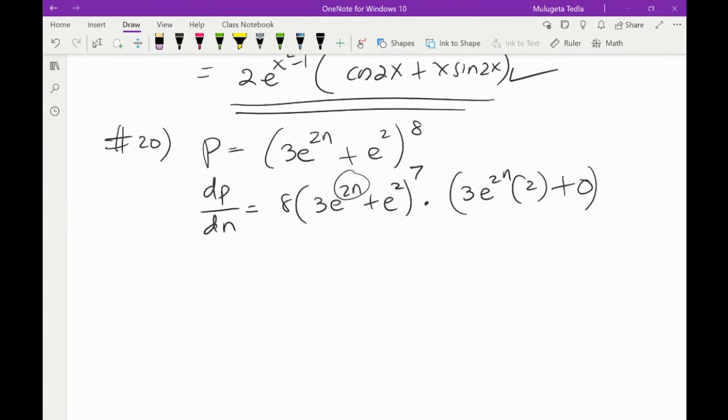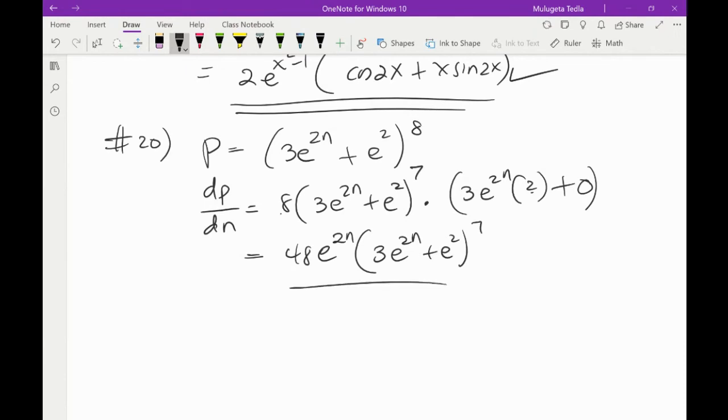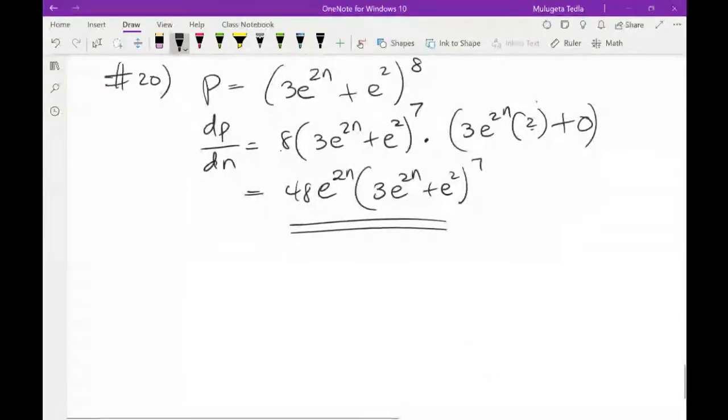So what we get is 6 times 8 is 48, e^(2n), and (3e^(2n) + e^2) to the 7. So I multiplied 3 by 2, which is 6, times 8, which is 48, e^(2n), and then the whole base. Is that okay?